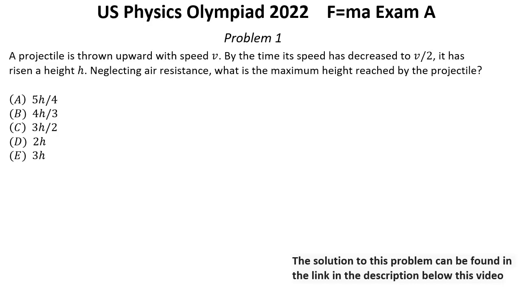Problem number 1. A projectile is thrown upward with a speed v. By the time its speed has decreased to v/2, it has risen a height h. Neglecting air resistance, what is the maximum height reached by the projectile?